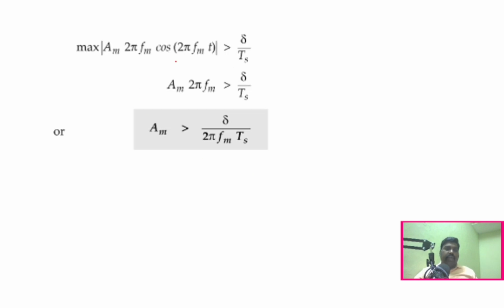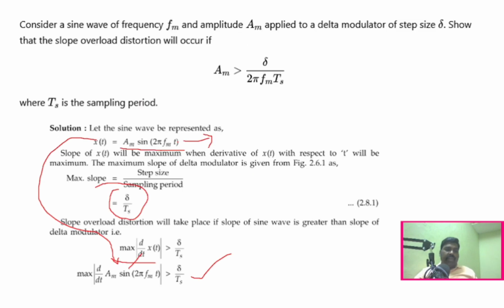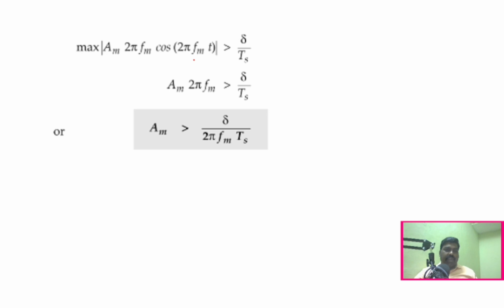Now if you differentiate it, I will get cos 2 pi fm t. And then for the max value, normalizing it, you will get Am 2 pi fm, and the t comes here, 2 pi fm. From this we are able to obtain Am is greater than del by 2 pi fm Ts. So from this we are normalizing it and obtaining this particular formula.